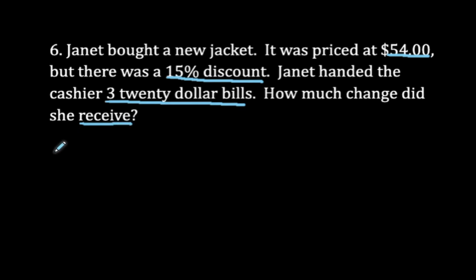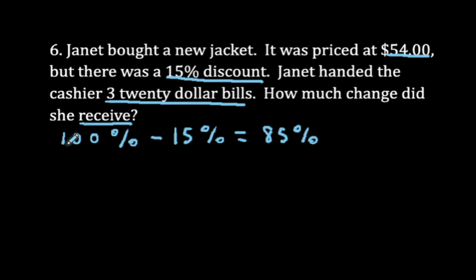Okay, so first things first, we see here that if Janet did not get a 15% discount, she would be paying 100%, right? So, or full price. But since she ended up receiving a 15% discount, we are going to subtract the full amount. So the full amount minus the 15% discount rate. And that will let us know what she ended up paying. All right, so 100% minus 15% is 85%. So that means she paid 85% price instead of 100%.